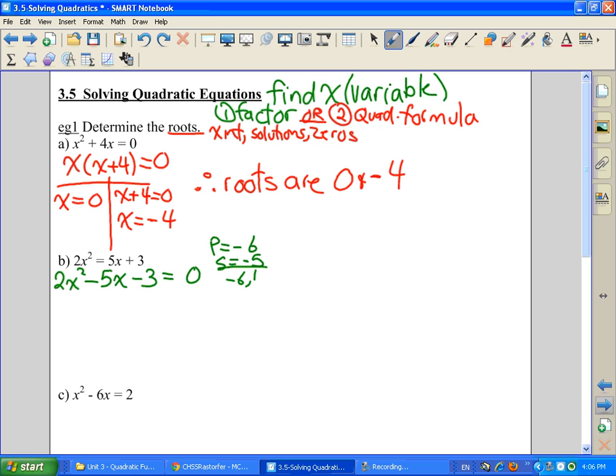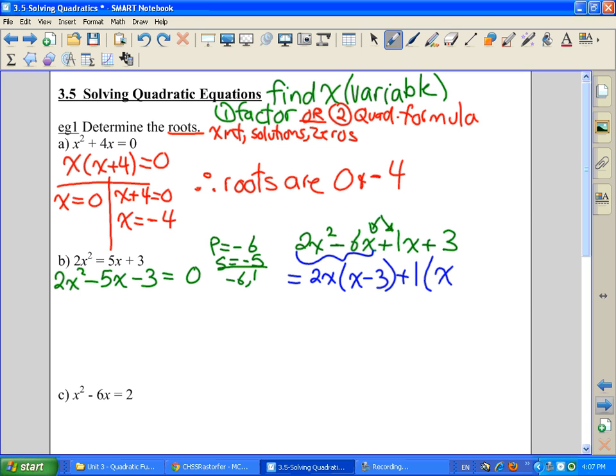So over on the side here, we're going to go 2x squared. Remember, you split the middle term, so negative 2x plus x and plus 3. So again, you split that middle term. Okay, then you're going to factor by grouping. So what's common here? So we have 2x, and when we take out, we are left with x minus 3, and then plus 1.